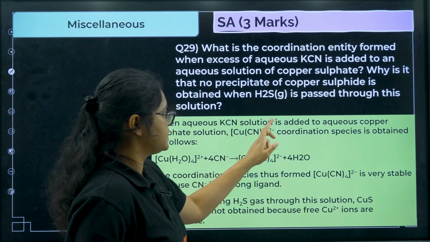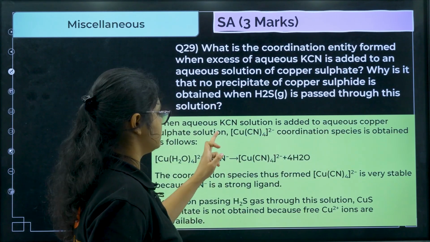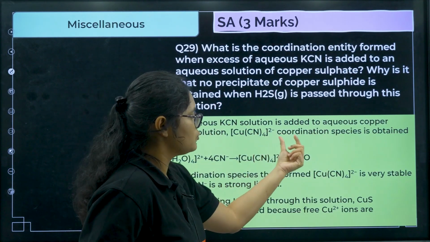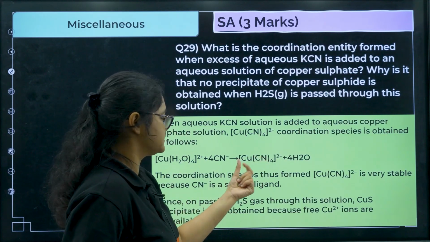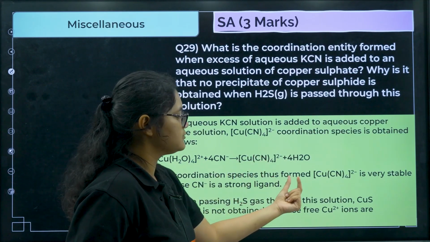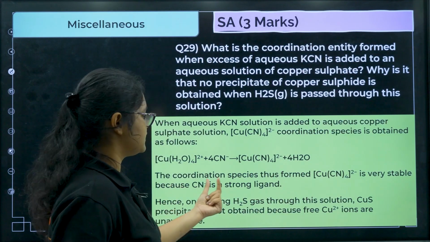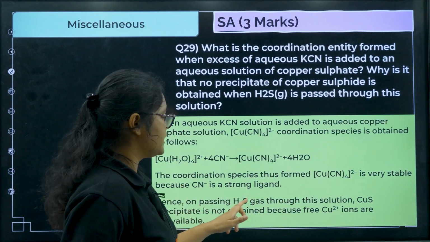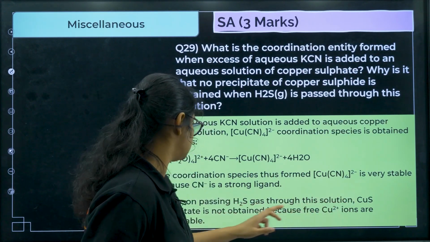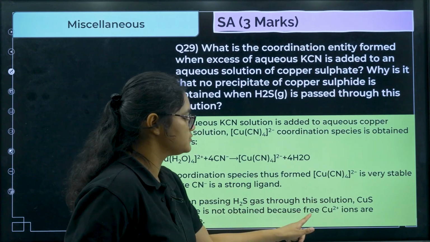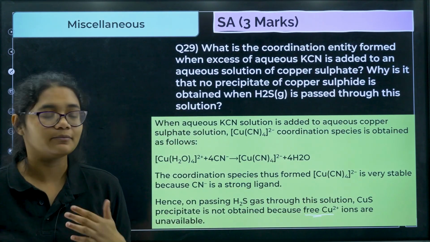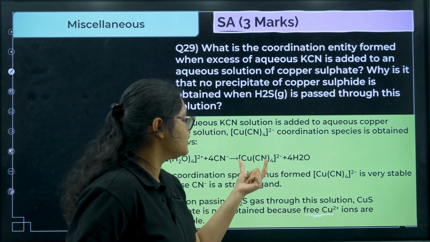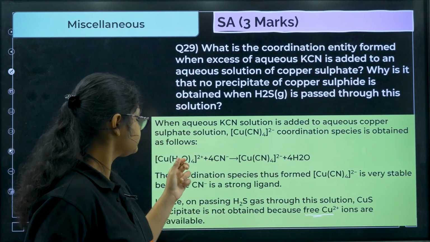So, when aqueous KCN solution is added to aqueous copper sulfate solution, the [Cu(CN)4]2- coordination species is obtained as follows. You get this complex. Now, the coordination entity thus formed is very stable, and CN is a strong field ligand. On passing H2S gas through the solution, the CuS precipitate is not obtained because free Cu2+ ions are unavailable. Why aren't they available? Because they are now a part of the complex.